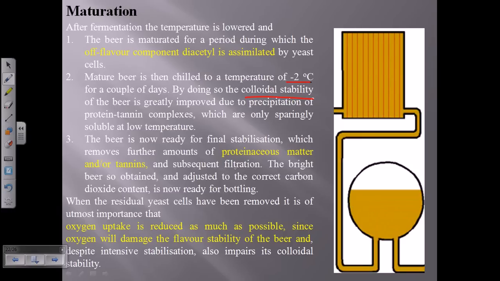So for that reason, the final stage of clarification is done, and then the oxygen uptake is reduced as much as possible, since oxygen will damage the flavor stability of the beer. If oxygen is there, it will destabilize the flavor of the beer. So we need to take out all of the oxygen, as well as the proteinaceous compounds, and also some off-flavor compounds like diacetyl.